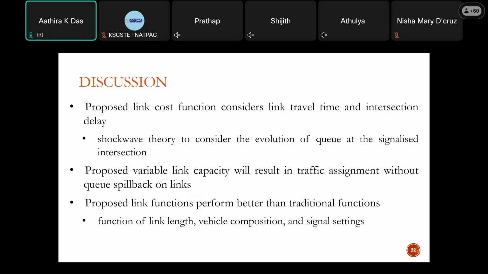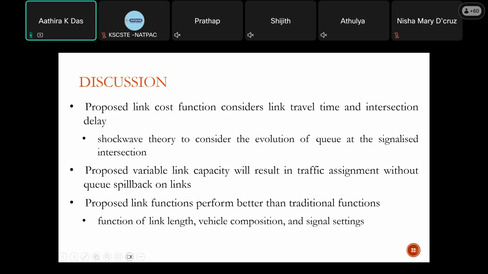So the proposed link cost function considers the link travel time and the intersection delay, unlike the conventional functions which do not consider the effect of signal settings. And shockwave theory has been used to consider the evolution of Q at signalized intersections.